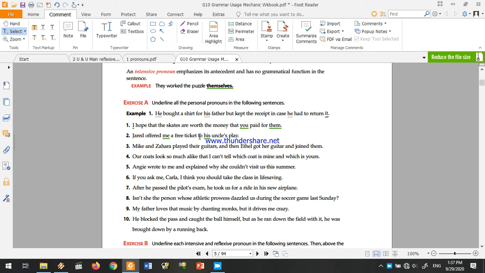Number 3, Mike and Zahra played their guitars, and then Ethel got her guitar and joined them. Yes, their guitars is a possessive adjective. Her guitar also is a possessive adjective, and them is an object pronoun.